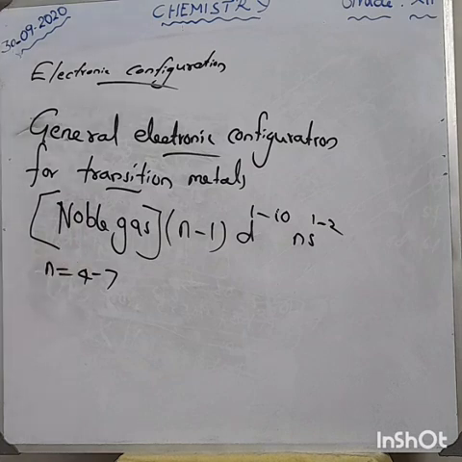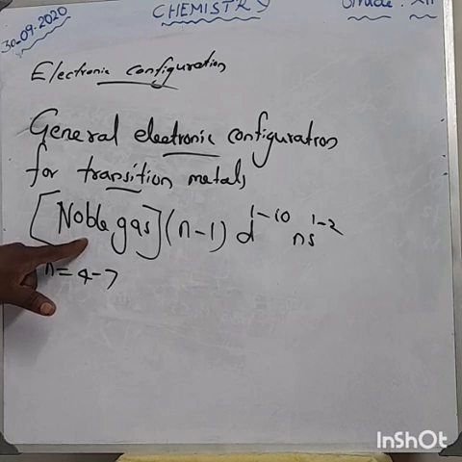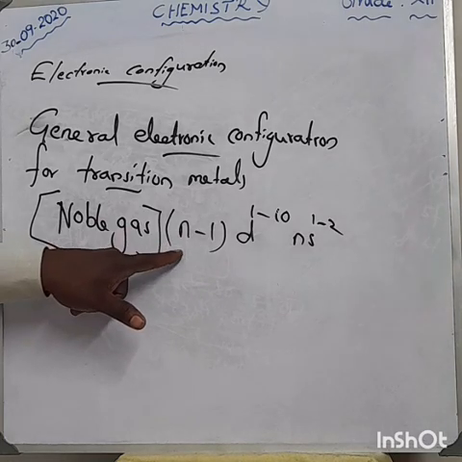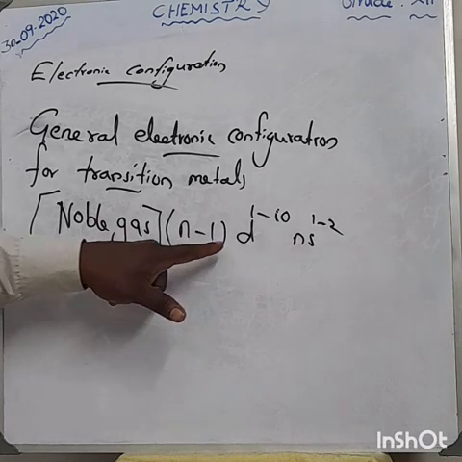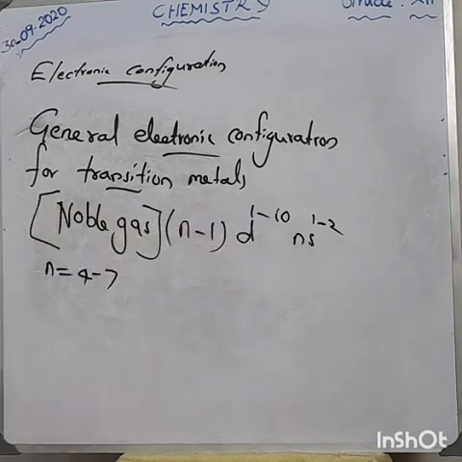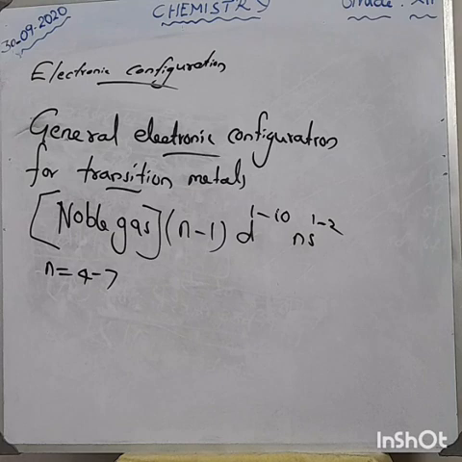Here we are using the nearest noble gas. Sometimes it may be neon, but neon is not possible, so argon. Sometimes krypton, xenon, like that. Which noble gas is nearest, we should write that one. And also (n minus 1) d 1 to 10, ns 1 to 2. This is the general electronic configuration for transition metal.